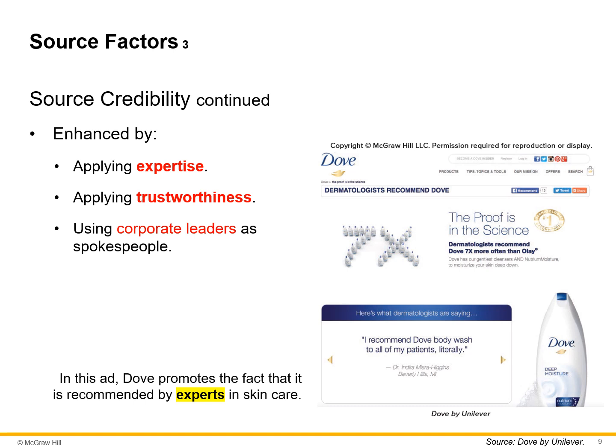Again, source credibility can be enhanced by applying expertise or trustworthiness, or sometimes we can use corporate leaders as spokespersons, like a top level executive. For example, Elon Musk is there to tell us something about his Tesla trucks or Tesla electric vehicles. People probably tend to believe him, because we know he knows something about that.